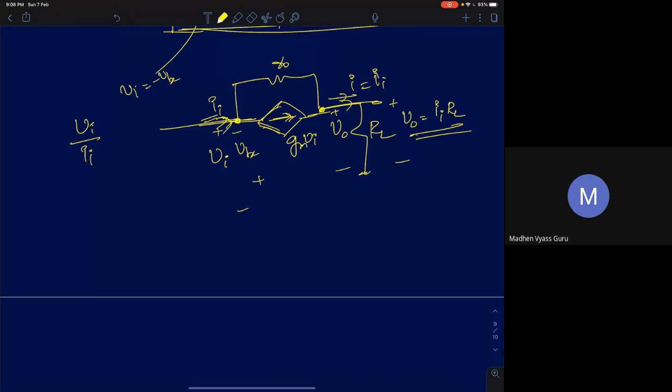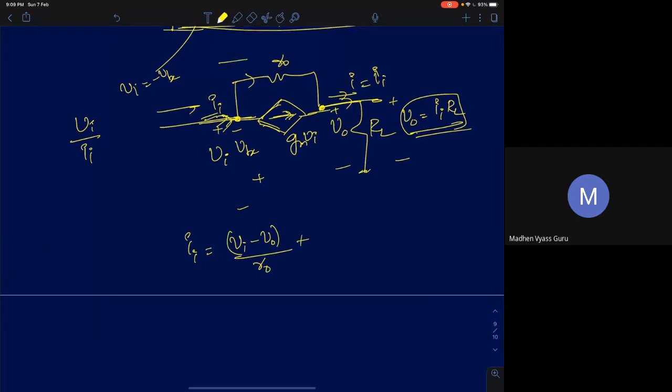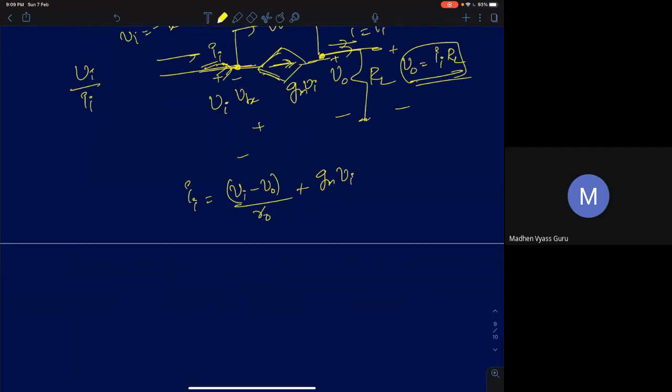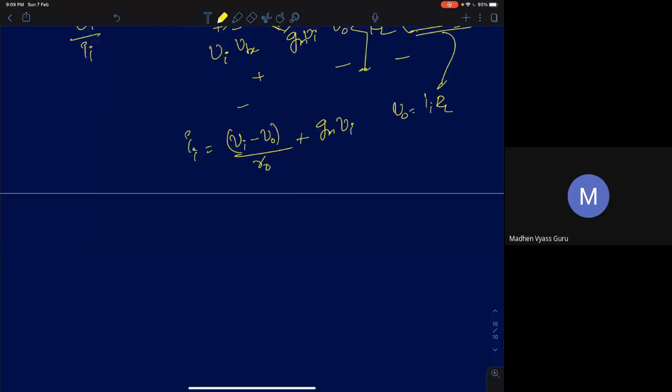Yeah, so once you know V0, which is II into RL, you have to just write KCL at the input. At the input, II is the input current. It has two components: (VI minus V0) by R0, that's the current flowing through R0, plus GM VI. I'll substitute V0 as II into RL. Our goal is to calculate VI by II. So you have II equals VI by R0 plus GM VI minus II into RL by R0.